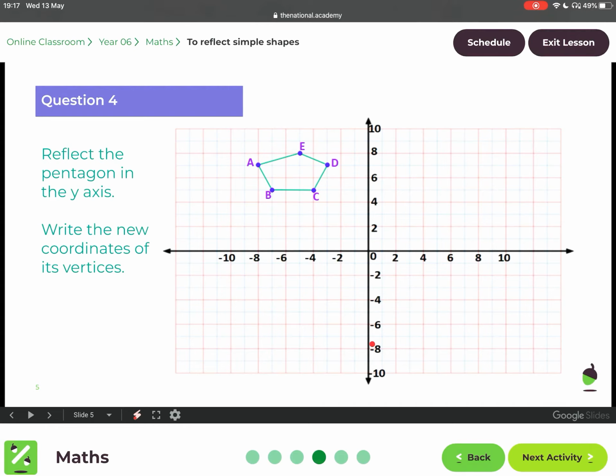Question 4. Reflect the pentagon in the y-axis. Write the new coordinates of its vertices. So here A would be -8, -7. B would be -7, -5. C would be -5, -4. D would be -7, -3. And E would be -8, -5.